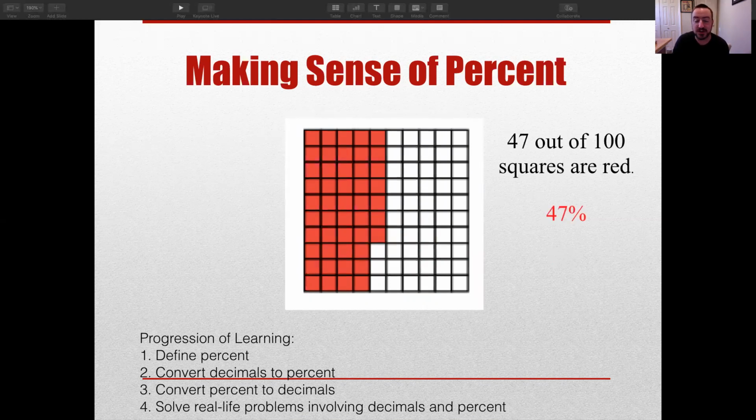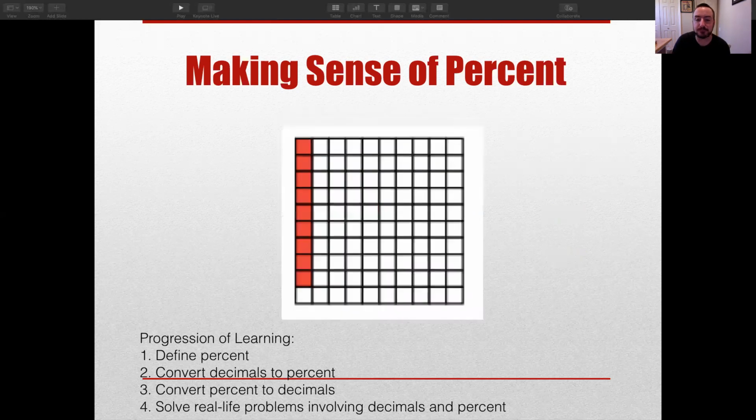And again, if you want to change percent into decimal, all you have to do is think of that number in the hundredth place, or 0.47. You can see 7 is in the hundredth place, 4 is in the tenth place for 47. So 0.47 is equal to 47%, which is also equal to 47 out of 100.